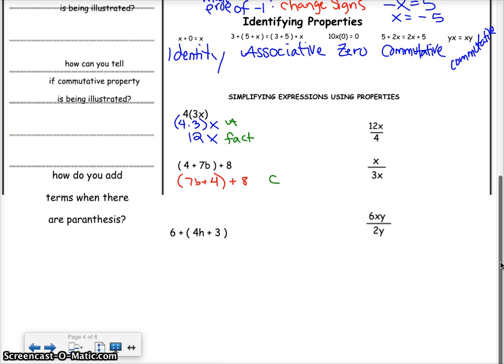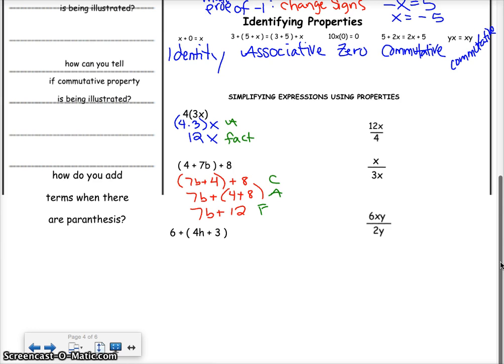Now, 7b plus parenthesis 4 plus 8. What's that? Associative property, because I'm regrouping. Then I have 7b plus 12, and that's just me doing an addition fact. Okay, so that's me justifying. Now, I don't always do that, because my goodness, that would take forever. But that's that level 4, being able to justify your steps and go in that route.